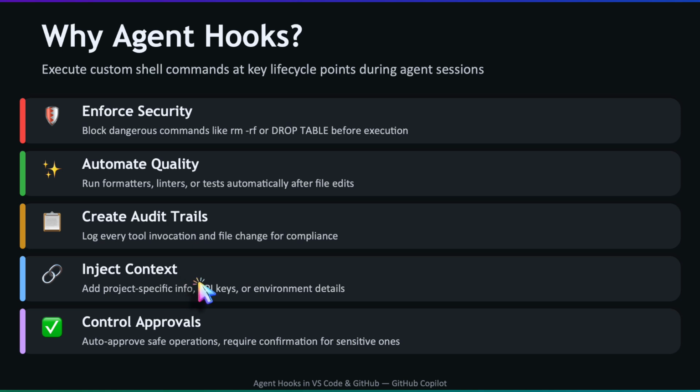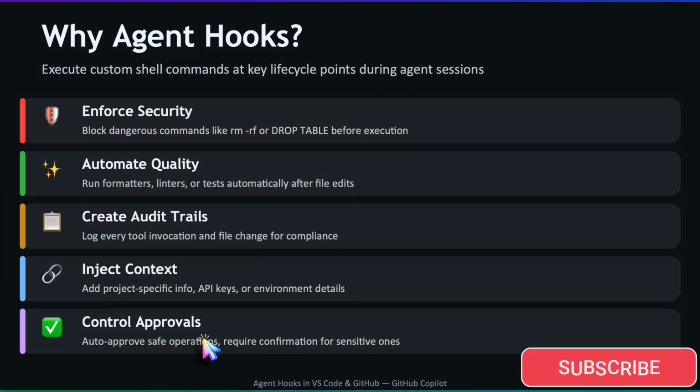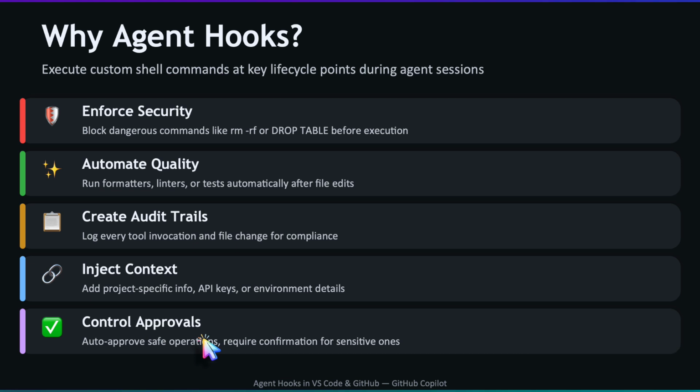The fourth one is context injection. Hooks let you enrich the agent with project-specific details like environment configurations, APIs, or internal knowledge bases. And finally, controlling approvals. You can define what gets auto-approved and what requires human intervention, adding an important layer of governance to AI-driven workflows. So overall, agent hooks transform Copilot from just an assistant into a controlled, secure, and intelligent workflow engine.